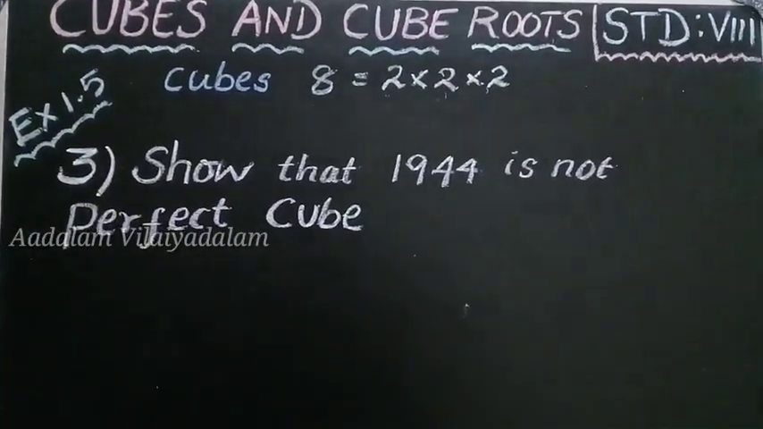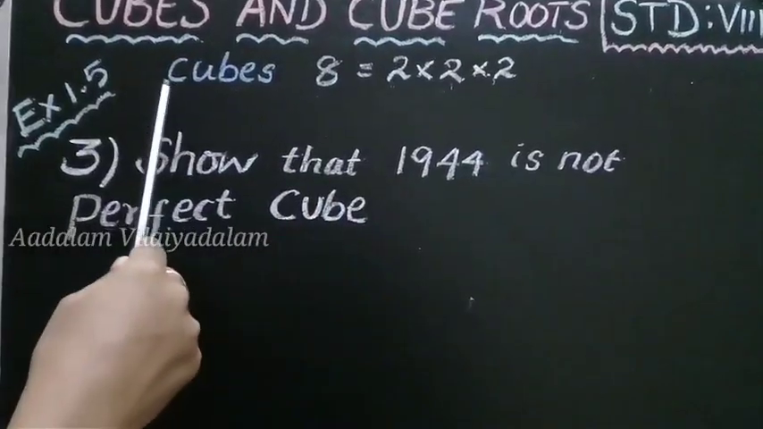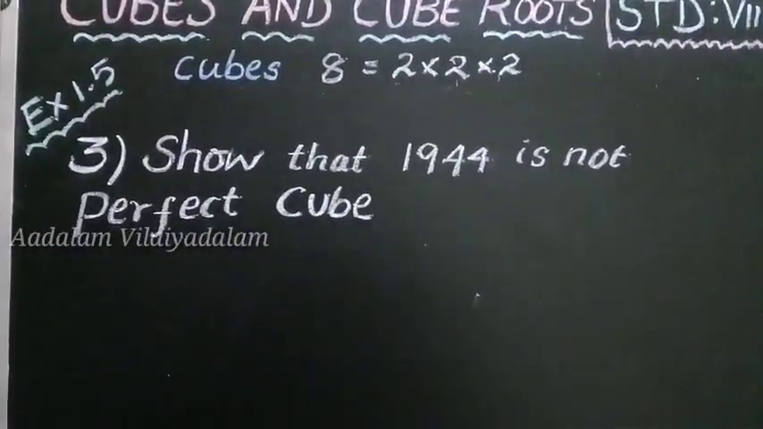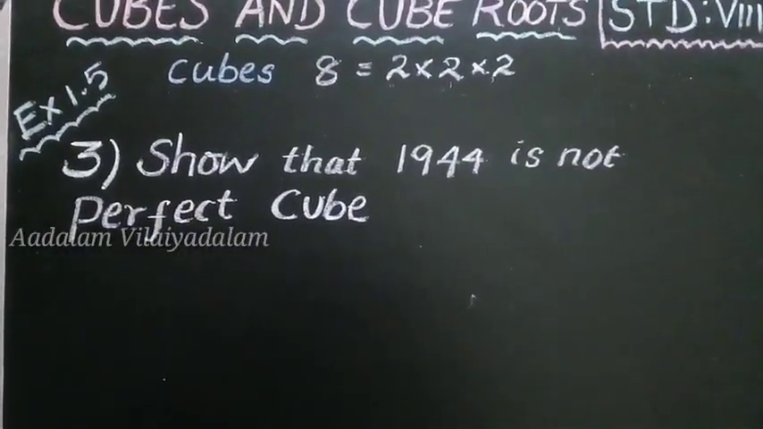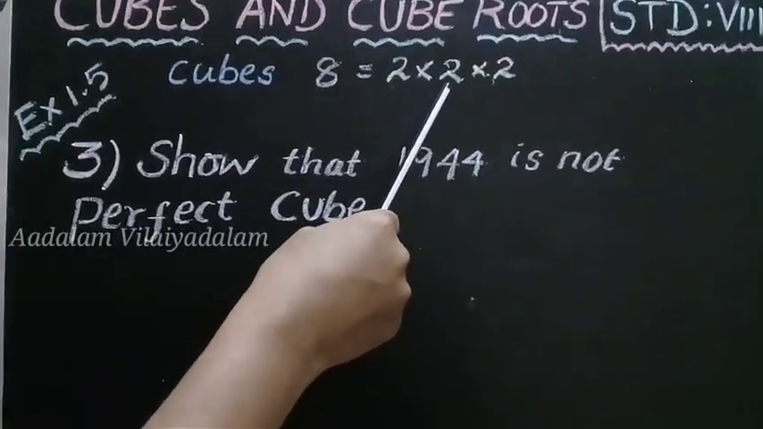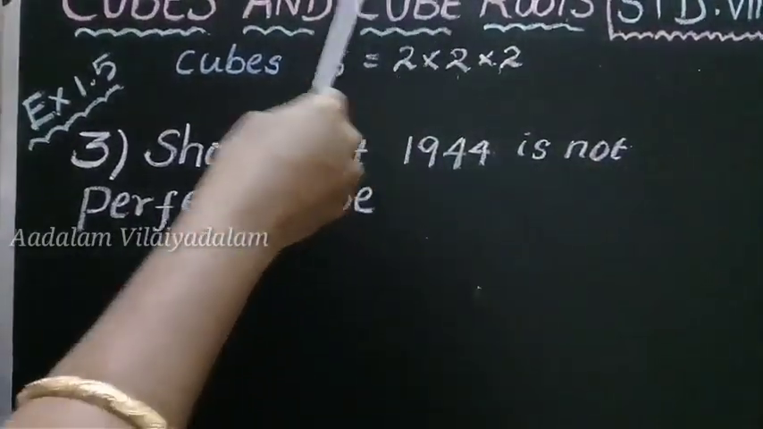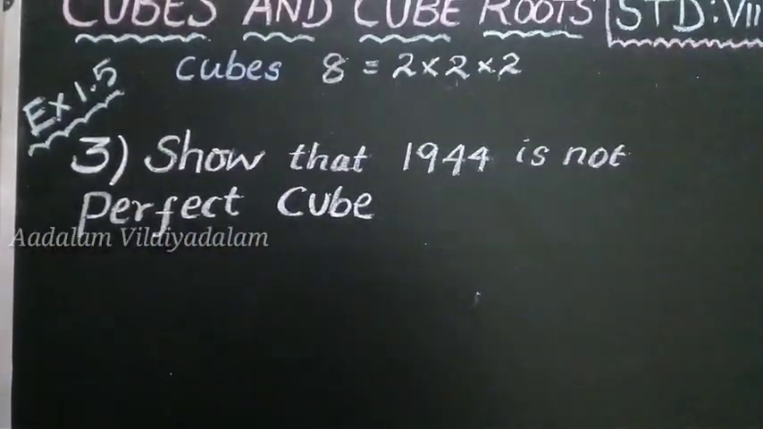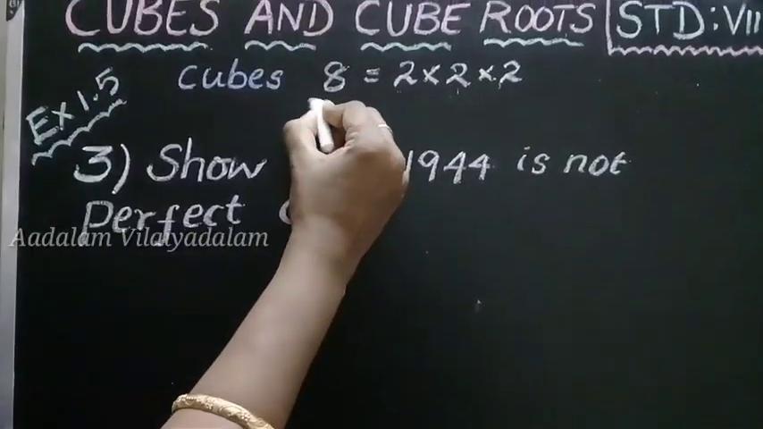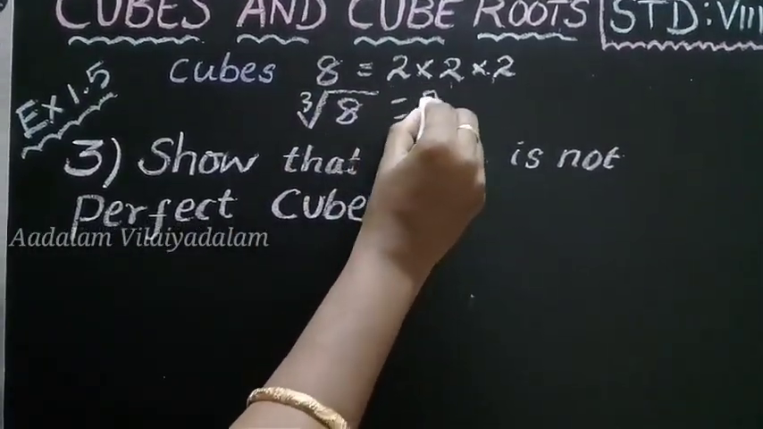In this exercise we are going to learn cubes and cube roots. Cube means the product of three identical numbers. For example, 8 is nothing but 2 times 2 is 4, 4 times 2 is 8. Cube root is the inverse operation of cubes. So the cube root of 8 is equal to 2.